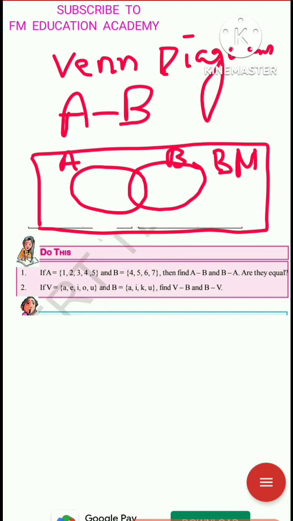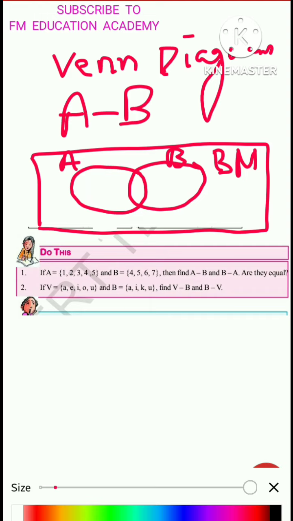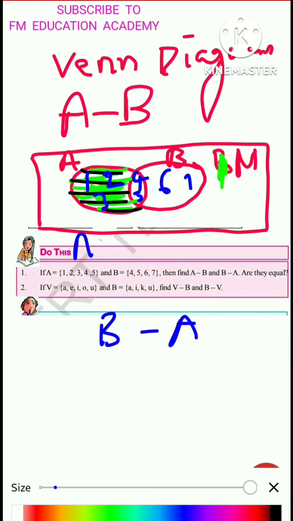In sets A and B, A minus B means elements belonging only to A, so I will shade only this circle which is not common with B. See, this circle is not common with B, so this is my A minus B, and I'll write the elements on top of it: 1, 2 and 3, and inside the common part I'll write 4, 5 and here I'll write 6, 7. Now let me draw the Venn diagram for B minus A, and I'll write below it also A minus B is equal to {1, 2, 3}.